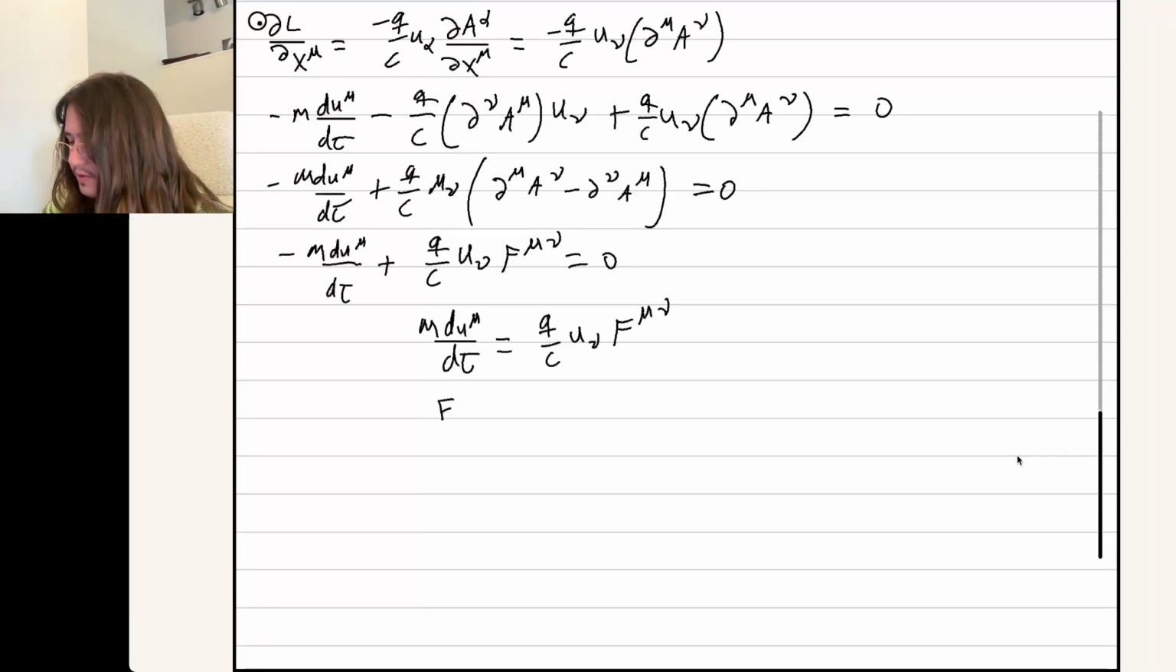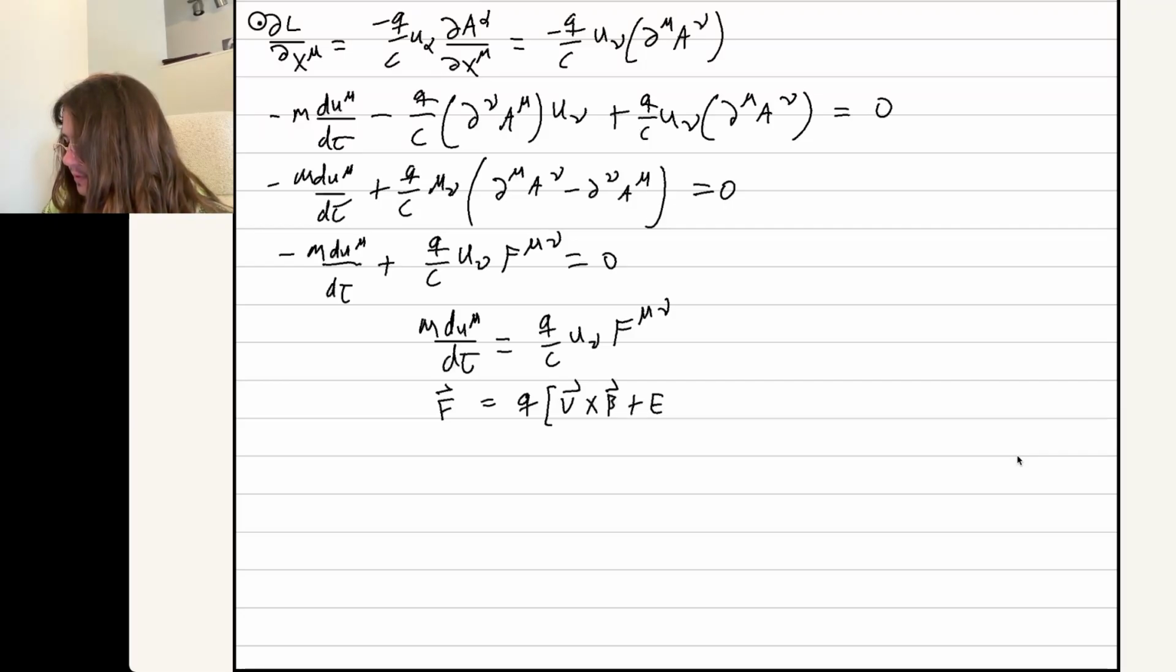That's just saying that F equals q times (E plus v cross B). So whatever, we got the right equation of motion.